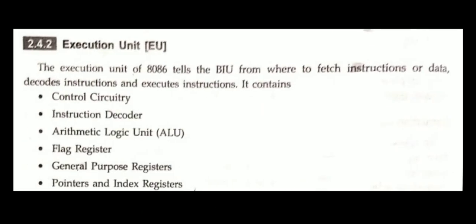Here is the example for the pipeline. The next topic is about the execution unit, called the EU. The execution unit of 8086 gets from the BIU the fetched instructions or data, decodes the instruction and executes the instruction. It contains several components like the control circuit, instruction decoder, ALU meaning arithmetic logic unit, flag registers, general purpose registers, pointers and index registers.